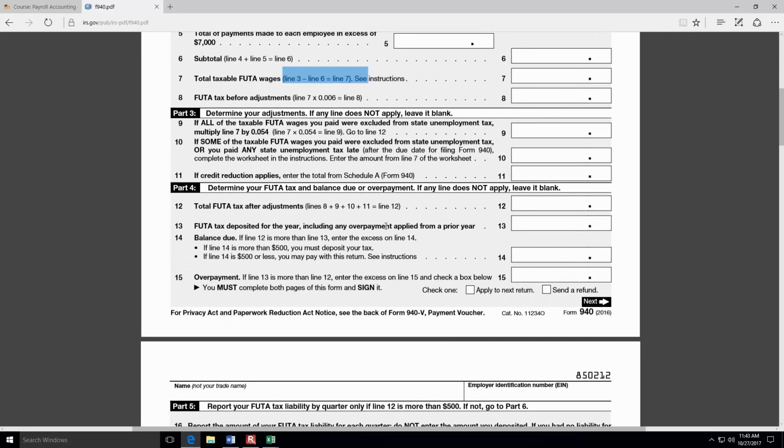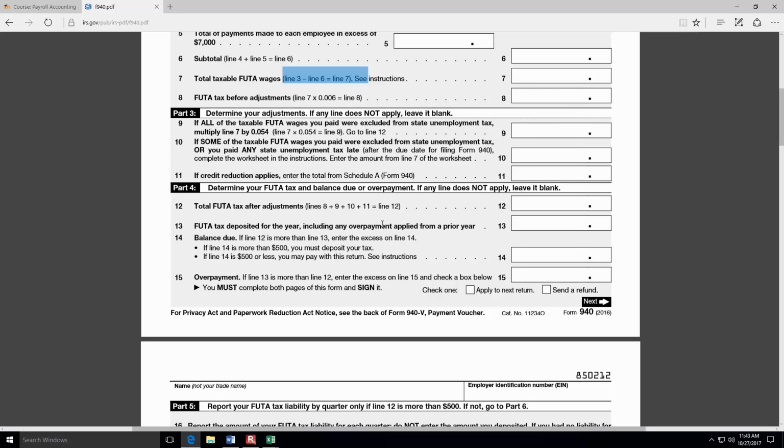And then line 13 says, how much have you deposited for the year? None. So line 14 is how much is due? Yeah. So 12, 13, and 14: 168, and then 0, and then 168.